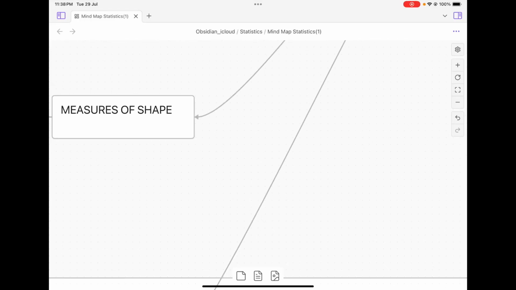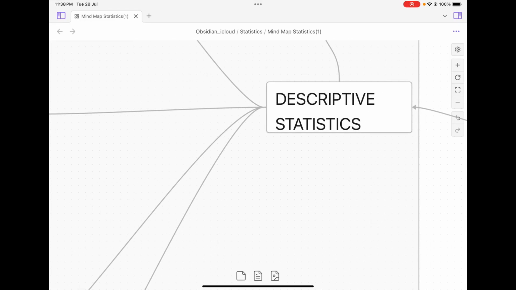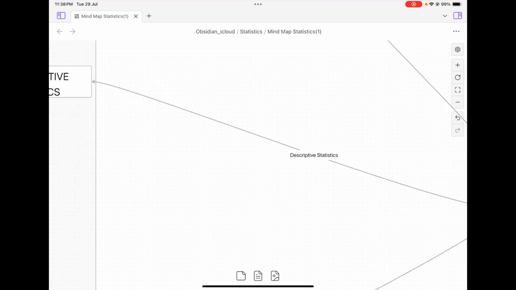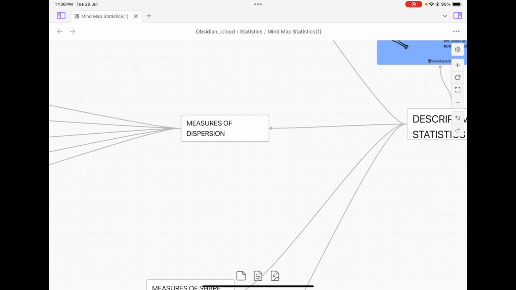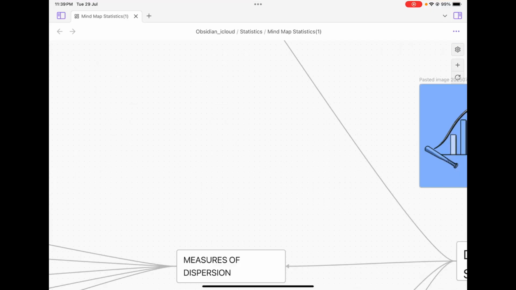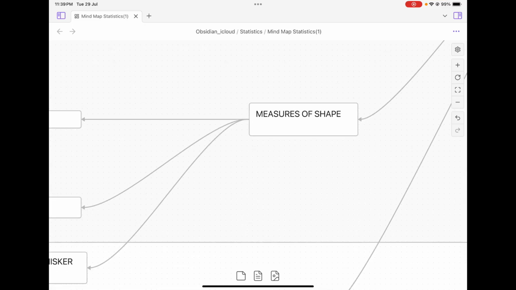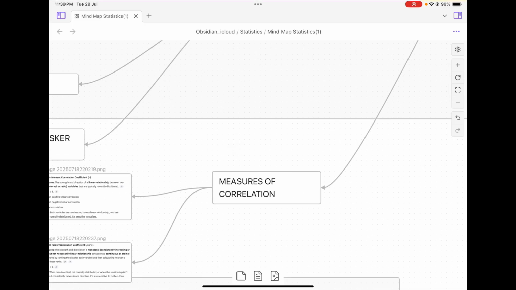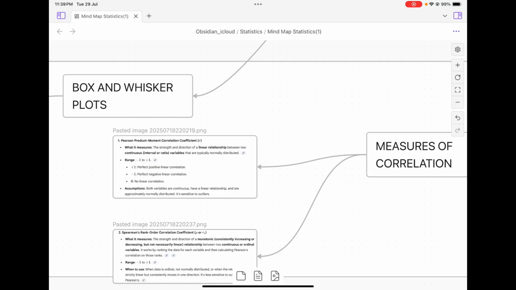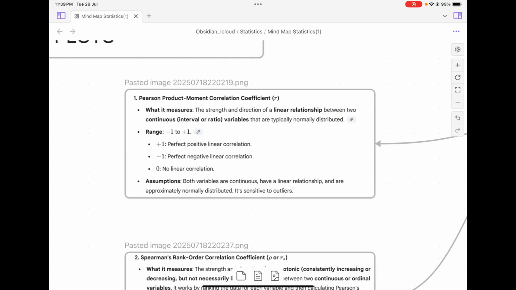In the last few sessions, we were studying descriptive statistics. I told you in statistics we will study inferential statistics and descriptive statistics. In descriptive statistics we were discussing measures of central tendency, measures of dispersion and measures of shape. Now we are moving to measures of correlation. This is a slightly advanced topic, but we will study it in detail in later lectures. I will just give an introduction to what these measures of correlation are.